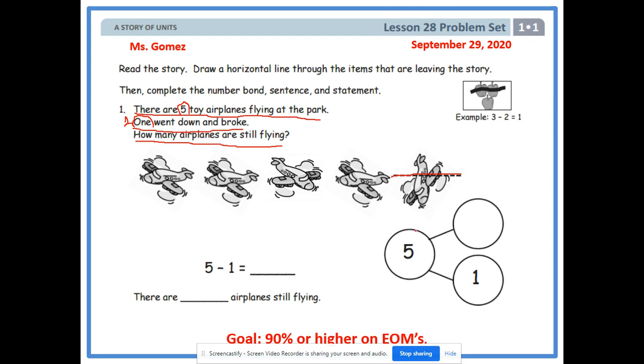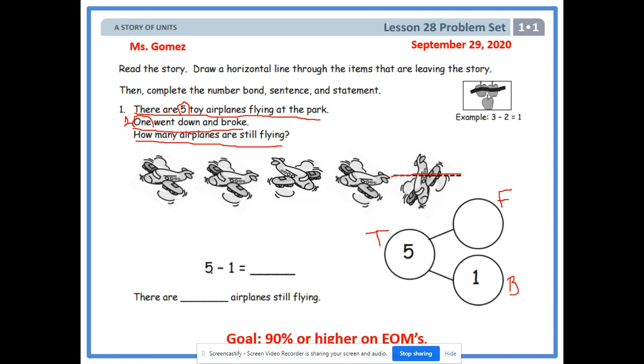And now, remember, we're forgetting to label our number bond. So 5, our whole number, stands for the number of toy airplanes. So we could just write a T for toy airplanes. And 1 stands for the number that went down and broke. We could write a B for broke. And our unknown part stands for the number of airplanes still flying. So we can write an F for flying because this is what we want to know. How many airplanes are still flying?